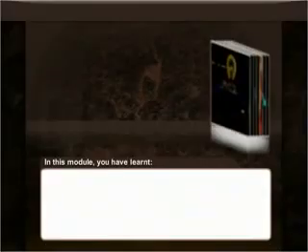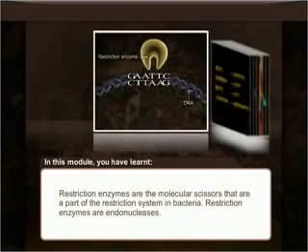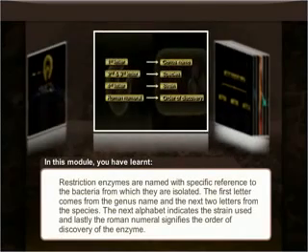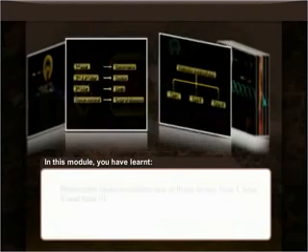In this module, you have learned restriction enzymes are the molecular scissors that are a part of the restriction system in bacteria. Restriction enzymes are endonucleases. Restriction enzymes are named with specific reference to the bacteria from which they are isolated. The first letter comes from the genus name and the next two letters from the species. The next alphabet indicates the strain used, and lastly, Roman numeral signifies the order of discovery of the enzyme.